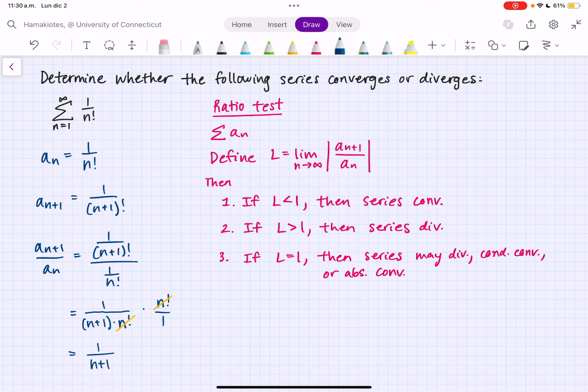Now we want to define this limit L, which is the limit as n approaches infinity of the absolute value of a_{n+1} over a_n. So this is 1 over n plus 1. And so as n approaches infinity, the denominator is growing very, very large. So this becomes 1 over infinity, or in other words, 0, which is less than 1. So the first criterion tells me that the series converges.